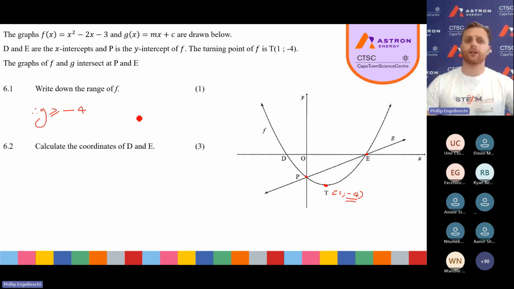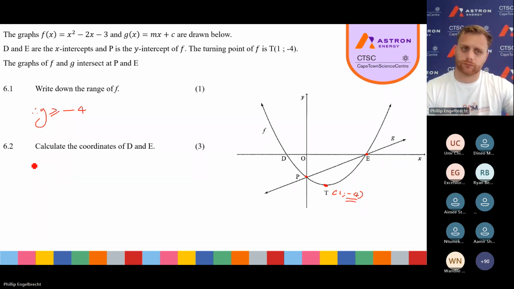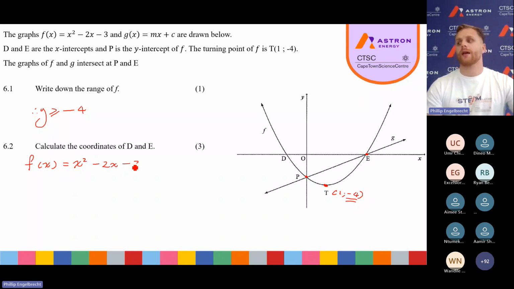All right, calculate the coordinates of D and E. So we just have to find the x-intercepts. I know that f of x is equal to x squared minus 2x minus 3. Basically what I need to do is set this equal to 0. Why is that? Remember, at your x-intercepts, y is equal to 0. So 0 is equal to, now you factorize this. So the factors of 3 that, if I add them together, I get negative 2. However, if I multiply them, I get negative 3.